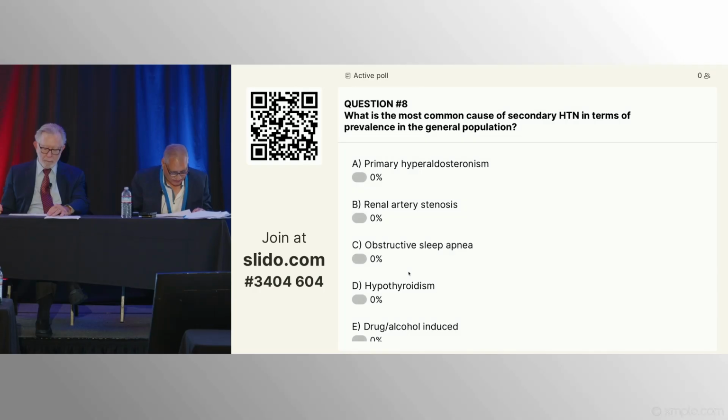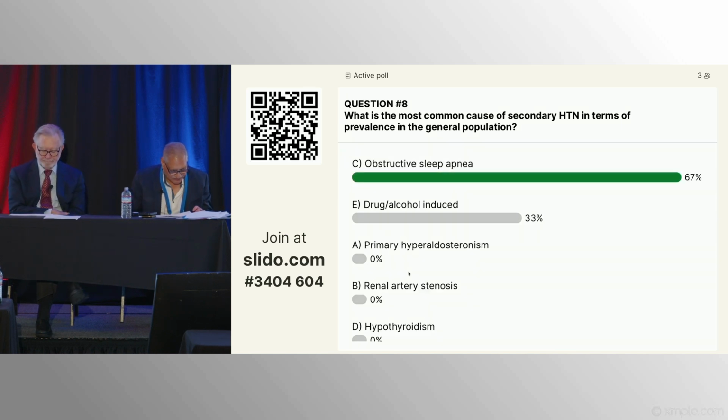Okay, next question. Everybody should get this right. What is the most common cause of secondary hypertension in terms of prevalence in the general population? A, hyperaldosteronism; B, renal artery stenosis; C, obstructive sleep apnea; D, hypothyroidism; and E, drug or alcohol induced. This was covered today.